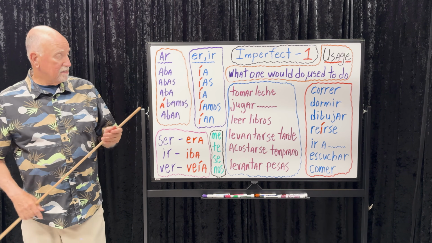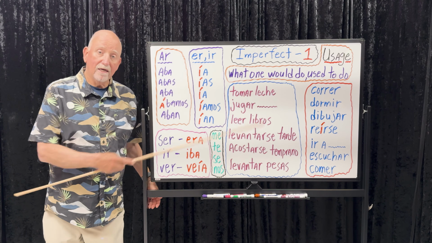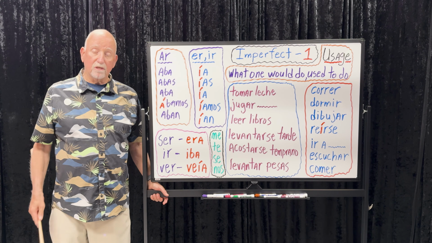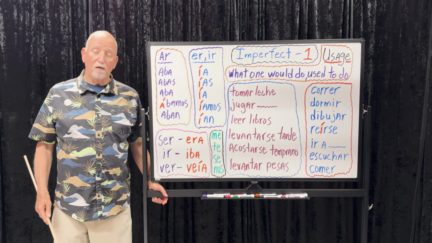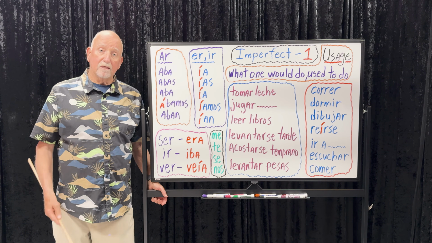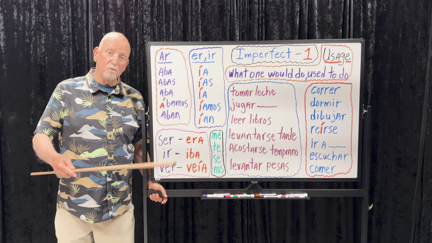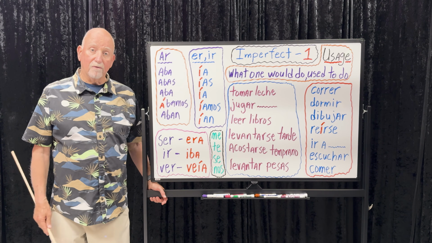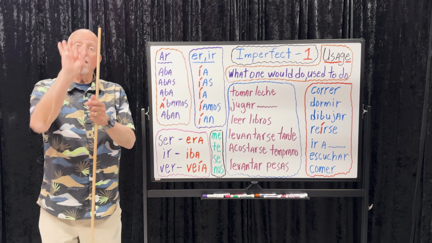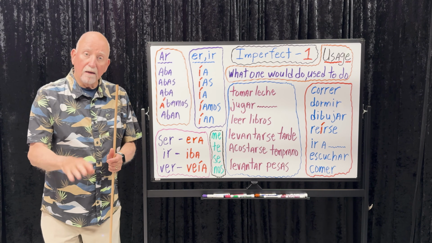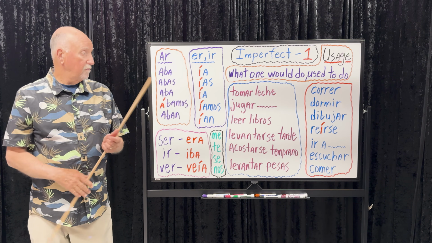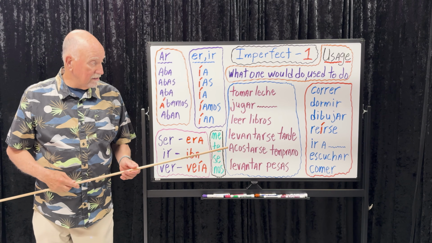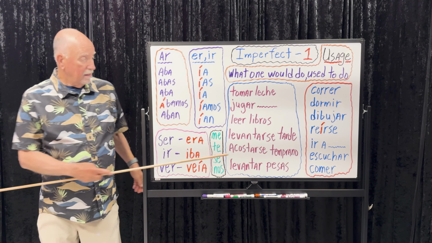Now, let's take some examples here. Tomar leche, to drink milk. Jugar deportes, to play sports. Jugar béisbol, to play baseball. Jugar fútbol americano, to play American football. Jugar fútbol, to play soccer. Jugar baloncesto, to play basketball. Leer libros, to read books. Levantarse tarde, to get up late.